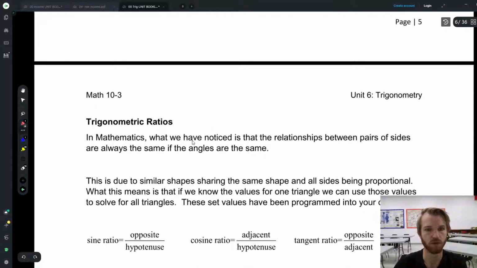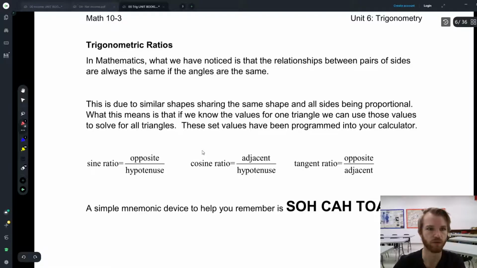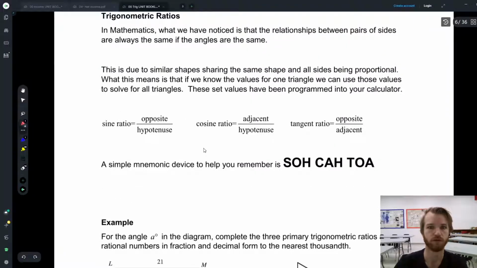Okay, so that brings us to the trigonometric ratios, which sounds scarier than it is. There are three ratios, which means comparisons of pairs of sides in a triangle. There's the ratio of how big the opposite side is compared to the hypotenuse. There's the ratio of how big the adjacent side is compared to the hypotenuse. And then there's the ratio of how big the opposite side is compared to the adjacent.